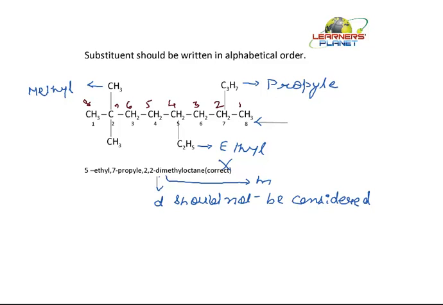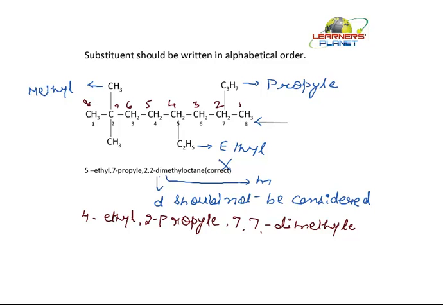Now I'll write it in the alphabetical order, but what do I write first? 4-ethyl, 2-propyl, 7,7-dimethyl. So this should be correct because your ethyl is getting the least number, which is possible in this chain. So this is your correct naming.